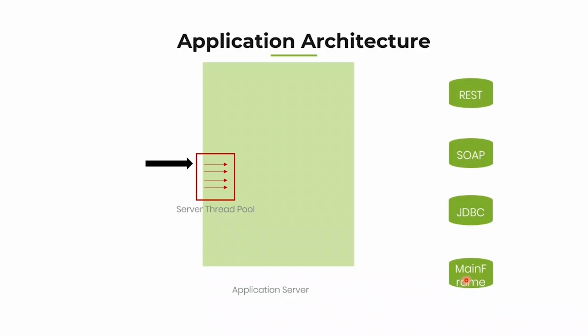So typically when a new request comes to your application, a thread is used. The red arrows are the threads in the thread pool. The thread picks up the incoming request, executes the business logic, and then connects with the particular system based on the incoming request. It establishes a connection, gets the data, processes the data, and sends back the result to your customer. Once it is done, the thread goes back to the thread pool. This is a very typical application architecture.